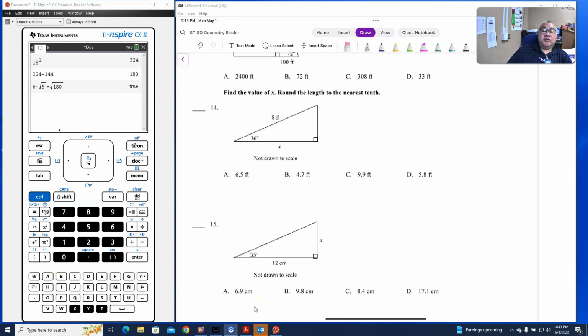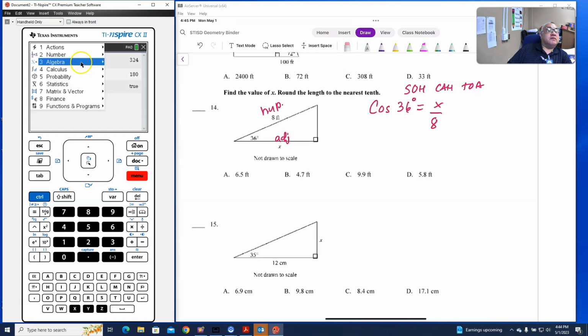So 14, we're going to use, remember the mnemonic statement, SOH CAH TOA. We know that this is adjacent, and this is your hypotenuse. So what uses adjacent and hypotenuse? It's cosine. So you write cosine of 36 degrees.